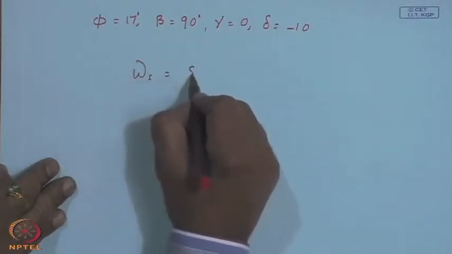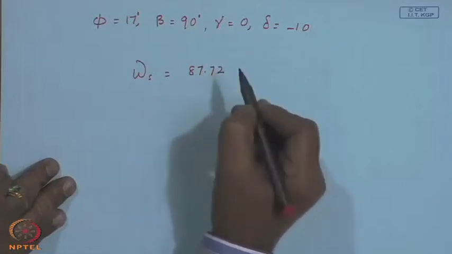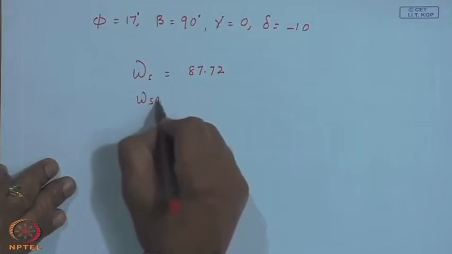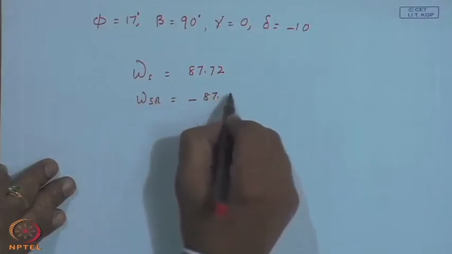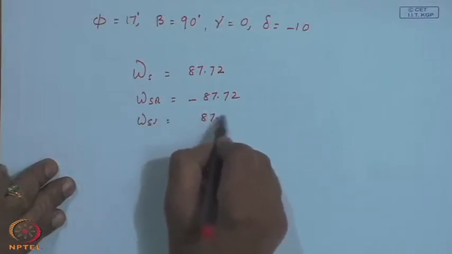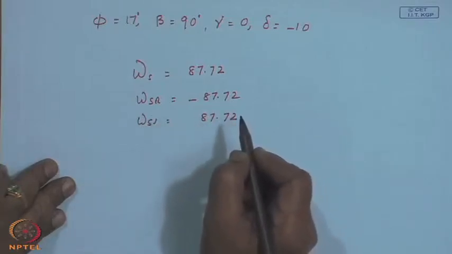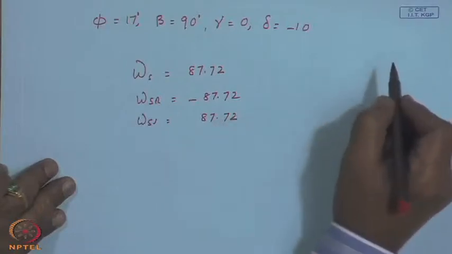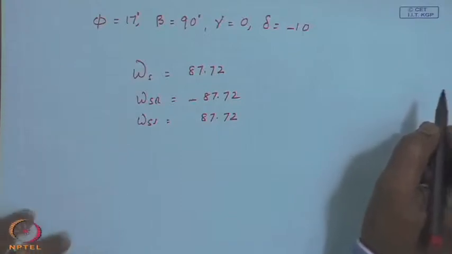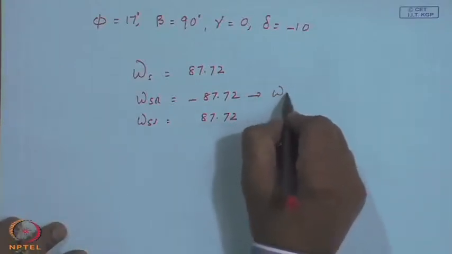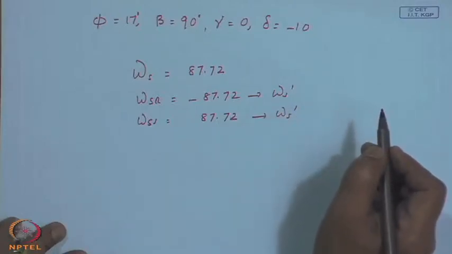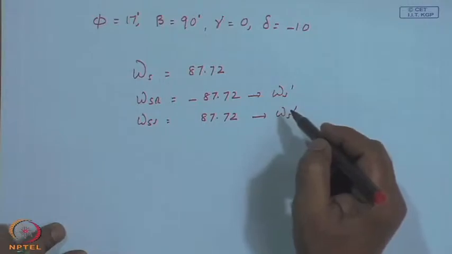omega s being 87.72 and omega s r minus 87.72, omega s s 87.72. This is after all a gamma equal to 0 surface. So, consequently, though you call it omega s r and omega s s, they are nothing but your omega s dashed. Actually, you have limited to omega s.